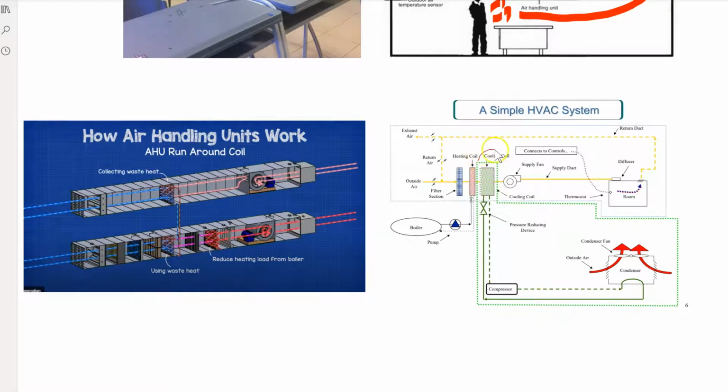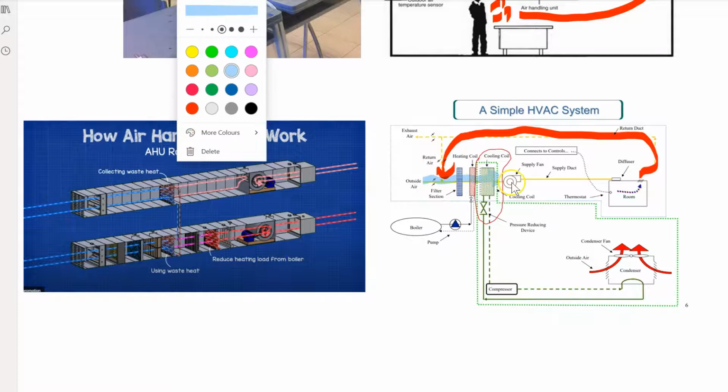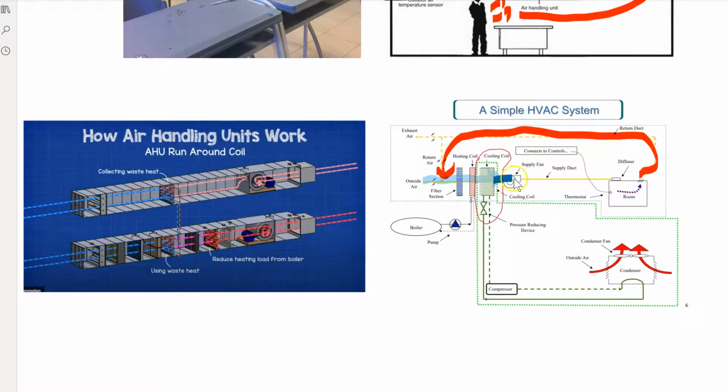How are you going to cool this coil, so that when the outside air and the return air come in, the return air flows from here to here and mixes with the cool air from outside, then hits your cooling coil? So it is going to be colder when it is supplied into your room.